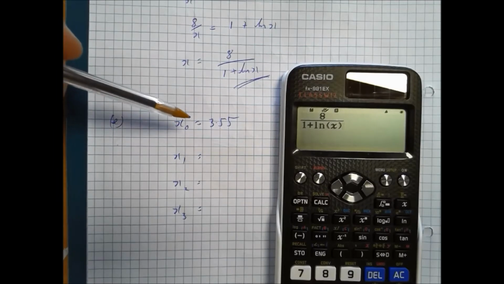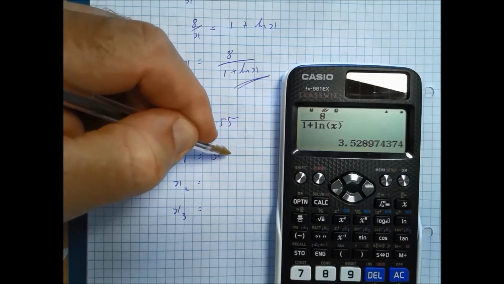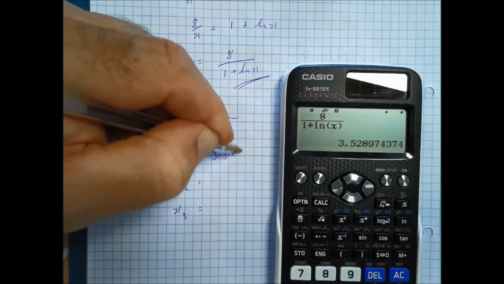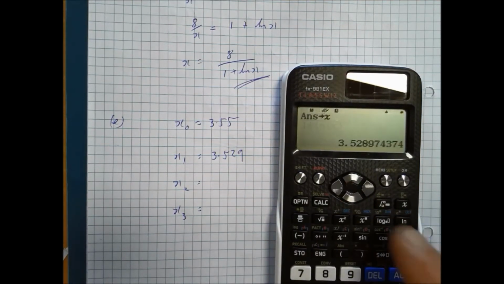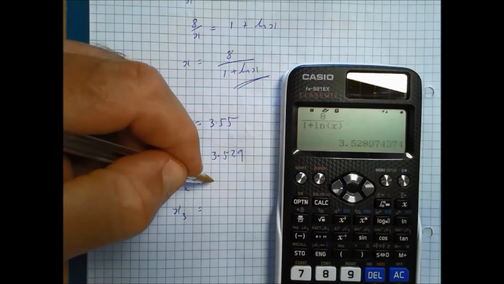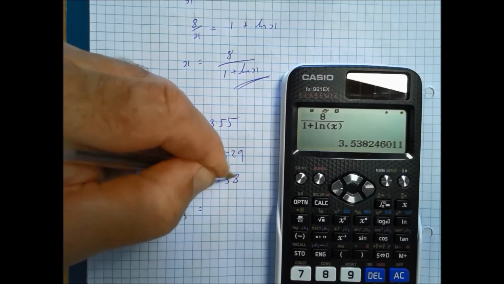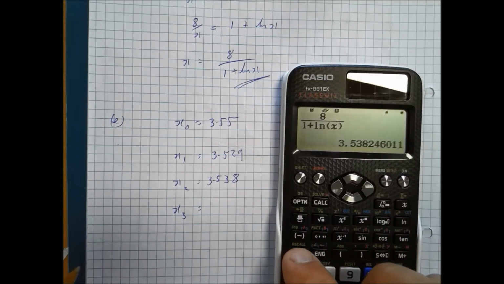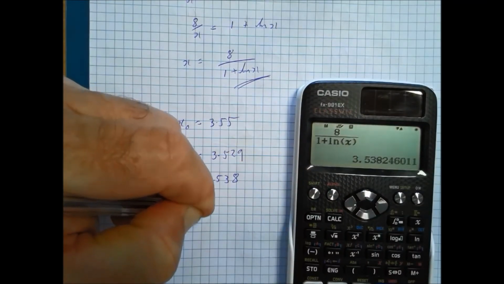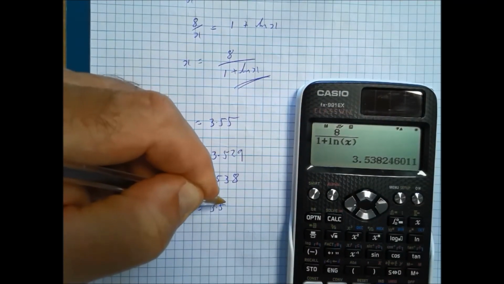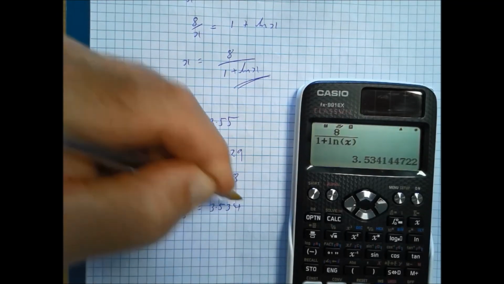Okay, so I've got 3.55 stored. First run through gives me 3.529 to 3 decimal places. And I'm going to store that now as x. Back up to the formula. Second run through, 3.538. Store that as x. And my final run through, 3.54 to 3 decimal places.